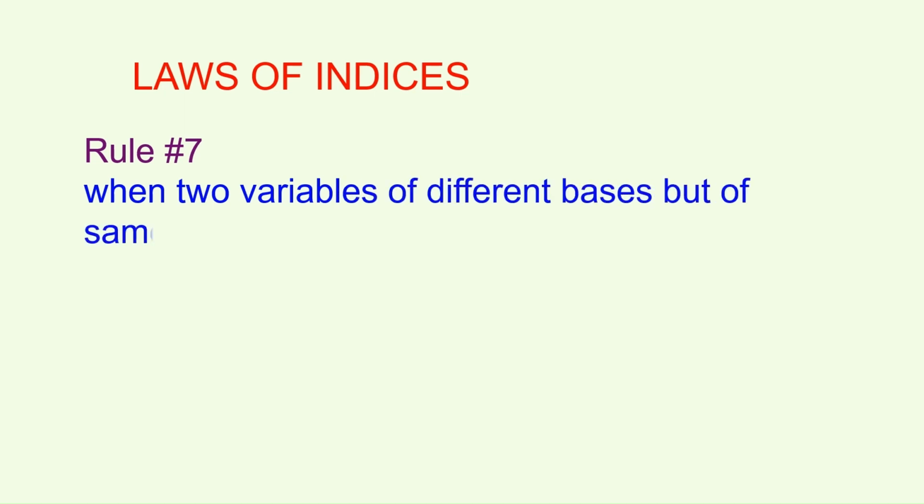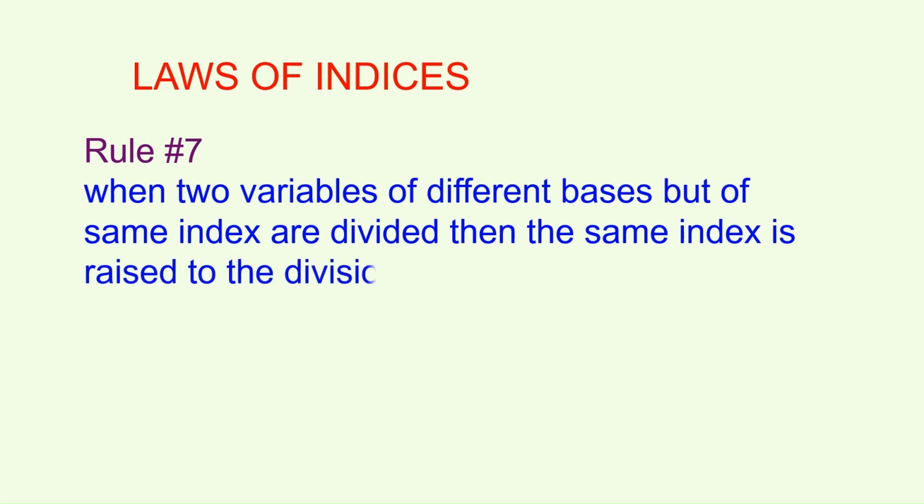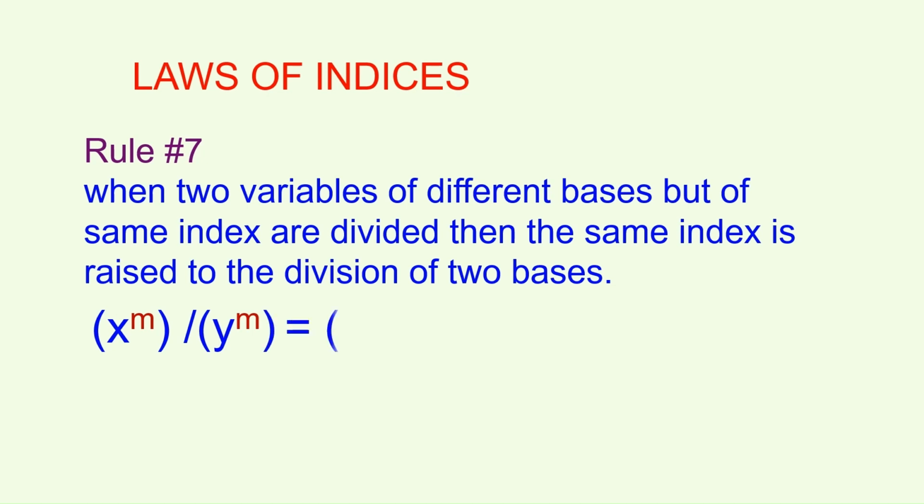Rule number 7. When two variables of different bases, but of the same index, are divided, then the same index is raised to the division of the two bases. X to the power of m divided by y to the power of m equals x divided by y to the power of m.